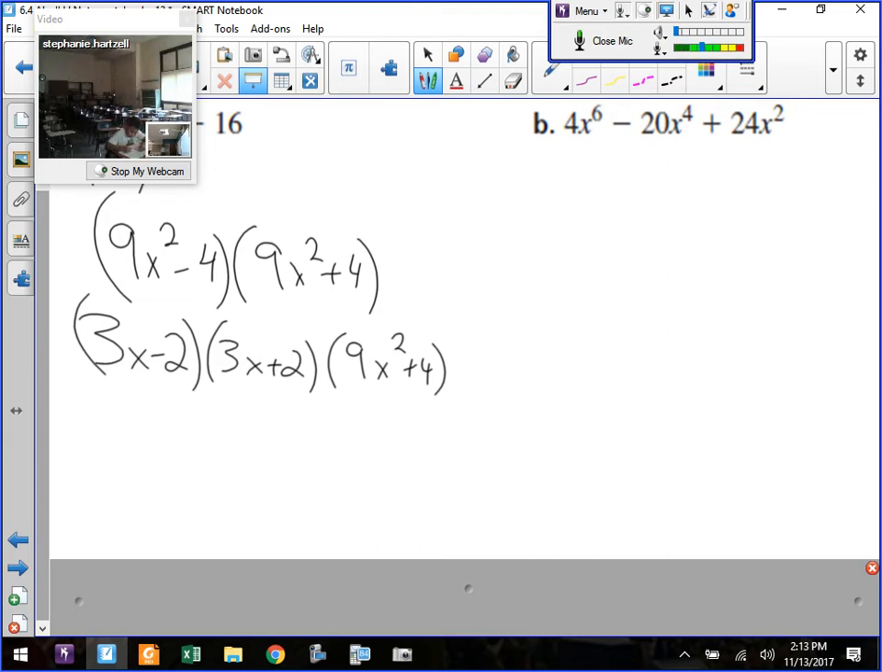If something changes and I ask you to find all of your zeros though, if I say find all zeros, what would you do? Well, I'd get plus or minus 2/3. And then this one, I would say 9x squared equals negative 4. It would be x equals plus or minus the square root of negative 4/9. Very good.